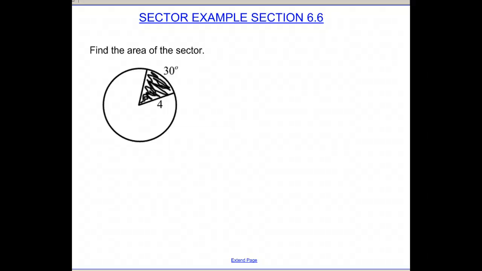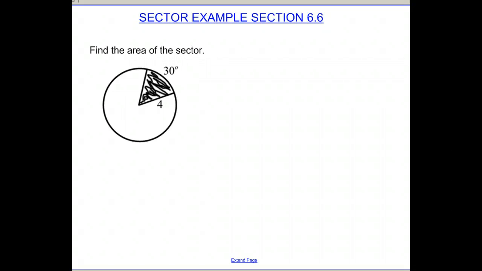We're going to talk about finding the area of a sector. Now this particular example comes right from section 6.6, and that example is right in the book. So if you can follow along with the book, or if just seeing the equations didn't make sense, we're going to talk it out here.